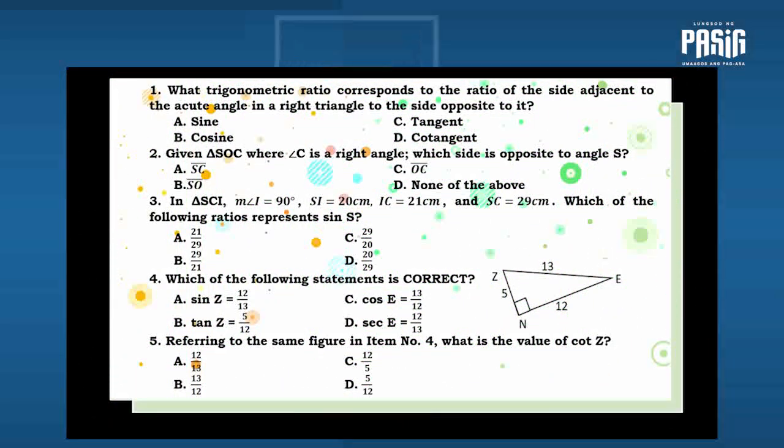Read each question carefully. Choose the letter that corresponds to the correct answer.